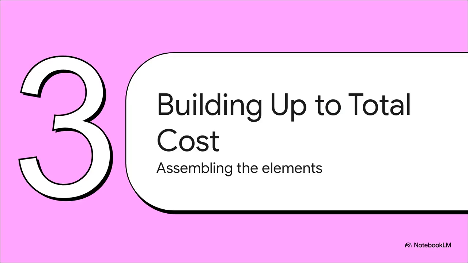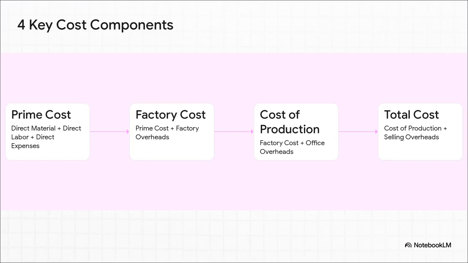All right, so we've taken the whole idea of cost and smashed it into tiny pieces. Now, let's put it back together. There's a specific way accountants do this, kind of like following a recipe, to build up from those small pieces to the final total cost. So, here's the recipe. First, you take all your direct stuff, direct material, direct labor, direct expenses, and you mix them together.